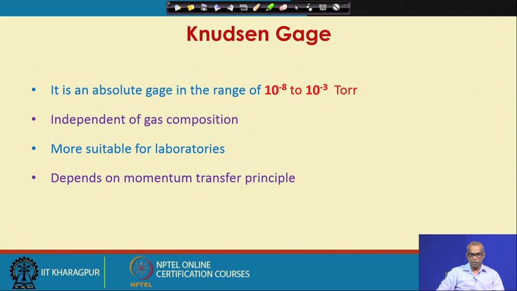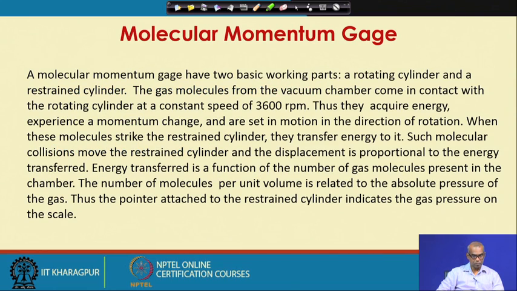It depends on momentum transfer principle, and Knudsen gauge in the range it is used, like 10 to the power minus 8 to 10 to the power minus 3 torr, can also be used as a standard for calibration for other pressure measuring instruments in this particular range, that is 10 to the power minus 8 to 10 to the power minus 3 torr. Now, let us talk about another vacuum gauge known as molecular momentum gauge.